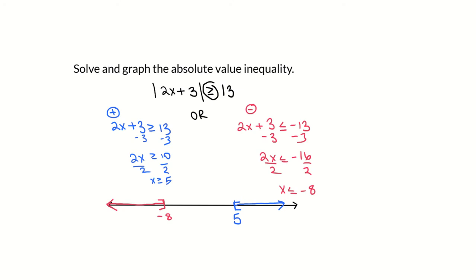That means that this shaded region, the way that we're going to write it as an interval, is representing both of the regions. So from negative infinity till negative 8, and also from 5 until positive infinity. This U symbol is union, which means or. So either negative infinity to negative 8 or 5 to infinity are the possible regions for solutions to this absolute value inequality.